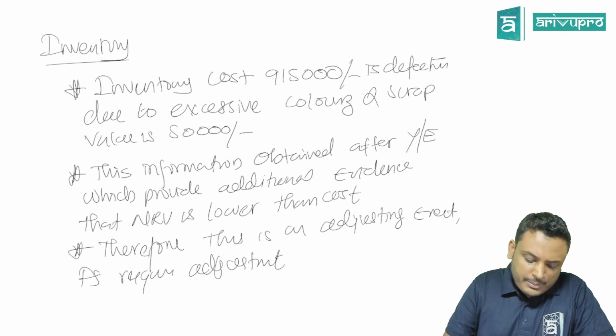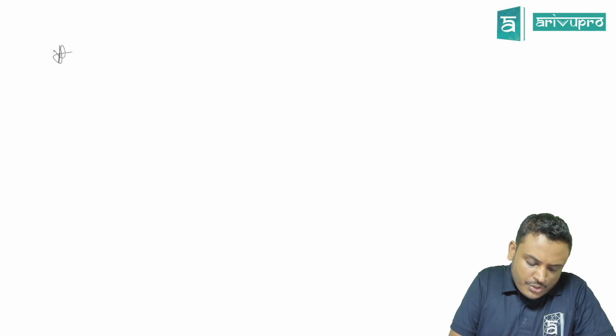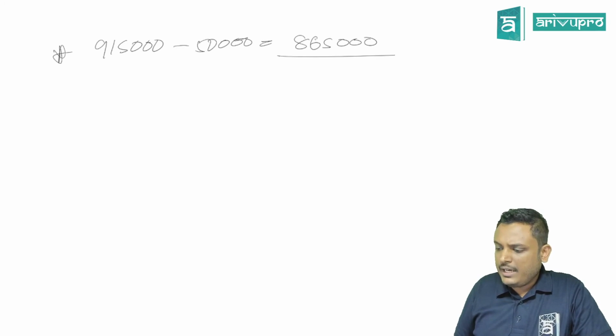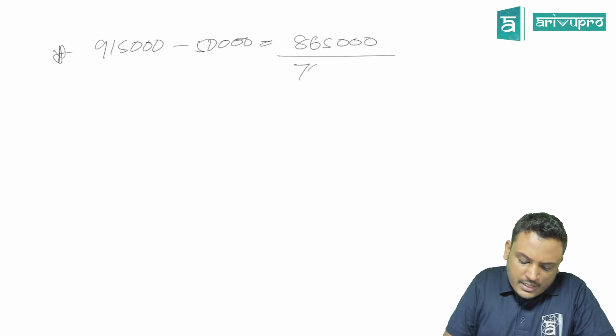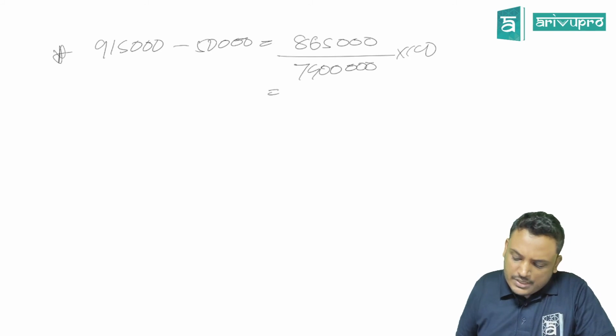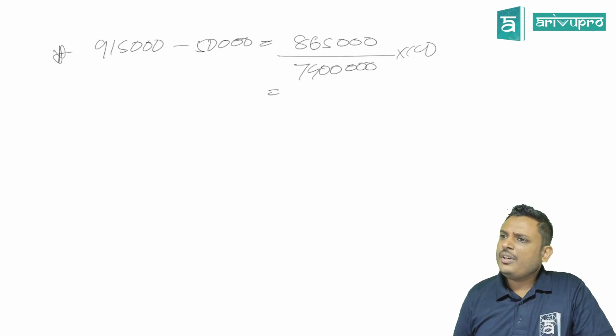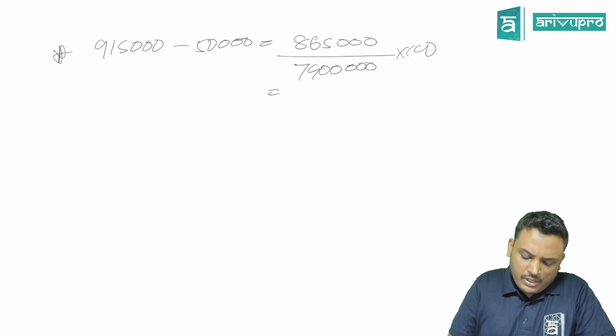Okay. Now let's compute the materiality. So 915,000 is the cost. Scrap value is 50,000. Therefore, 865,000. Correct, right? That is the overstatement, the misstatement. Divided by 7.9 million into 100. What is the percentage? Is it somewhere around 11%? No, make it 11%. Material or immaterial?